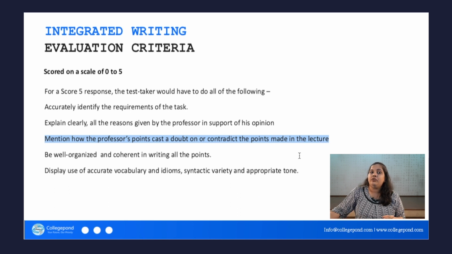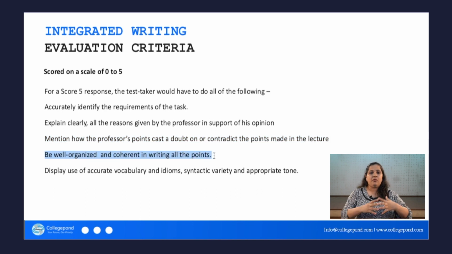Another thing that you need to know is you need to be well organized and coherent in writing your points. You cannot start from point A, then go to B, then to D, and then to C. You can't do that. You have to have a nice, well-made structure to this, so that whoever's reading your essay should get a good feeling, right? They should understand it, they should not be confused.